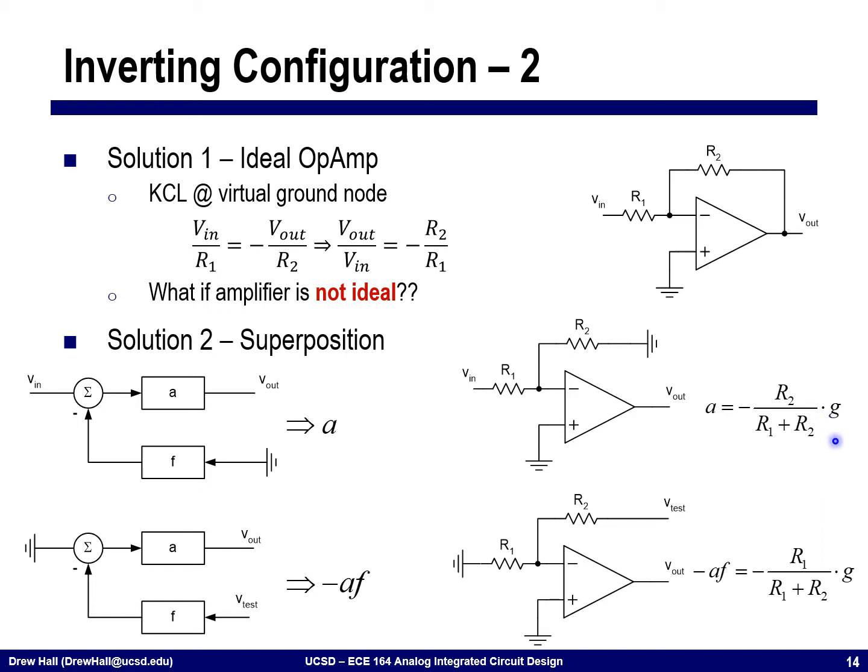So importantly, you'll see that now this is not simply just G, this is a resistive divider at the input in order to get the forward path gain here. Next, I can turn off the input and apply a test signal to the feedback network, and this will give me my minus AF term. Again, taking the same circuit, I apply the test stimulus to R2 while shorting R1, and I will get that minus AF is equal to minus R1 divided by R1 plus R2 times G.